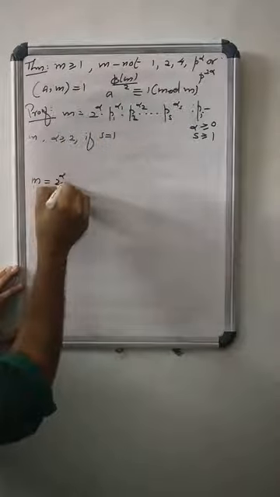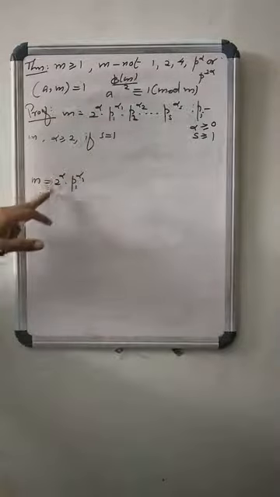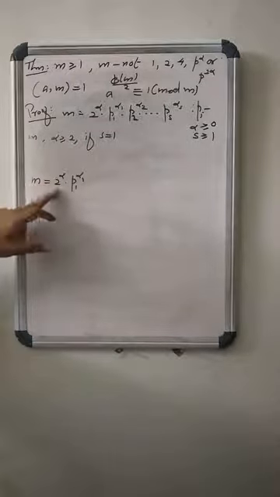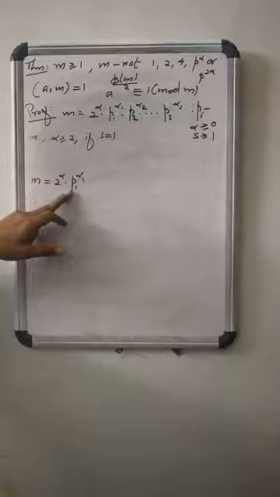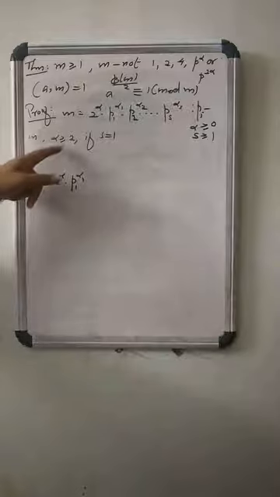M equals 2 power alpha into p1 power alpha 1. If alpha equals 1 here, what is the form? Alpha is 1, m is 2 into p power alpha. We already proved that when p power alpha is a primitive root, then 2p power alpha is also a primitive root. Okay.